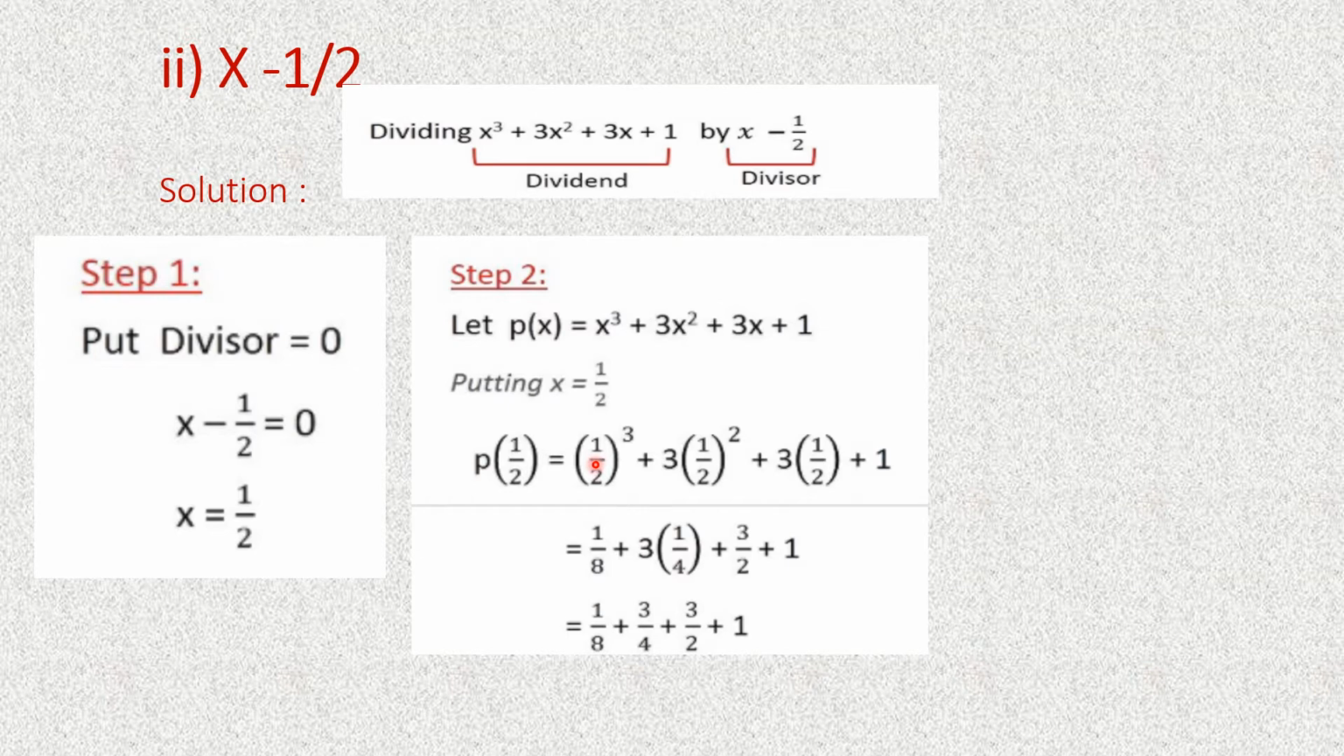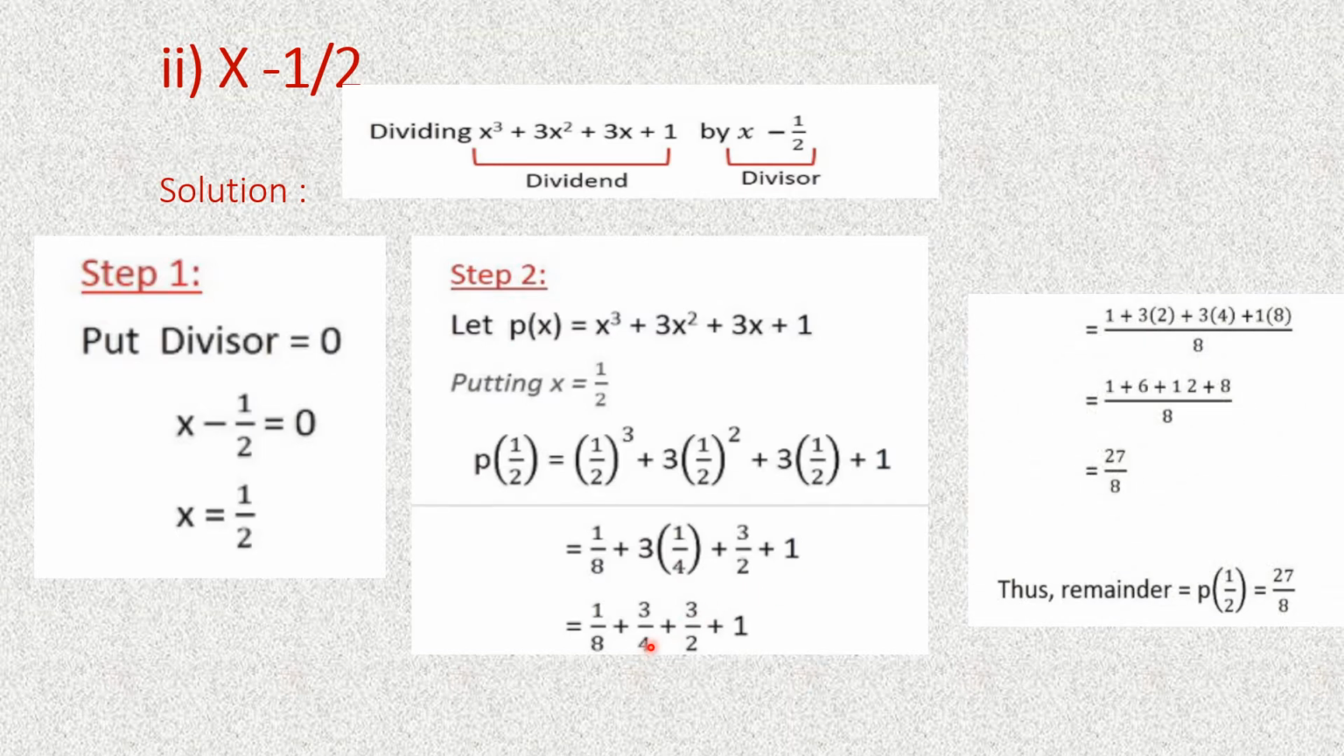First you do 1 cube, then divide by 2 cube. We write it here: 1 by 8 plus 3 into 1 square is 1, 2 square is 4, so 3 into 1 by 4 plus 3 by 2 plus 1. So when we solve this, we get 1 by 8 plus 3 by 4 plus 3 by 2 plus 1. Again when we take the LCM and solve this, we get 27 by 8. So the remainder p of half is equal to 27 by 8.